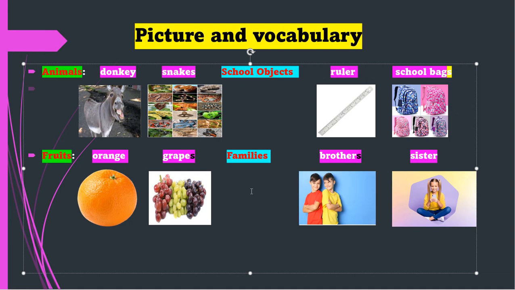Okay, next we have families. So this one here we have the brothers. So why does it have S, teacher? Because we're talking about more than one subject. So one, two. So brothers. So they are a plural noun. And this one is the son of your mom. Okay, so two sons of your mom, brothers.